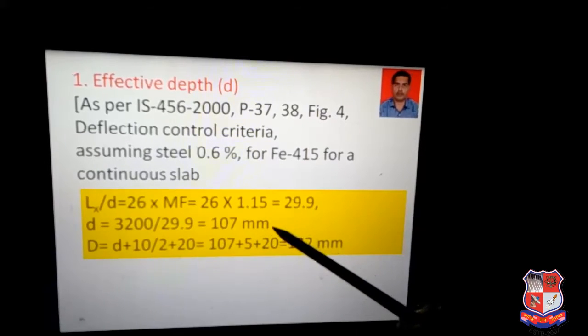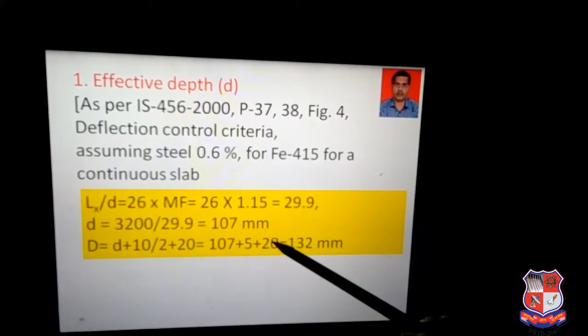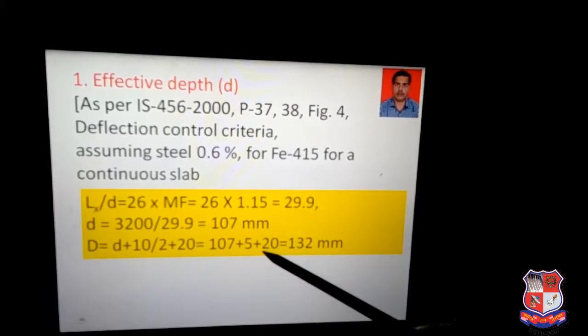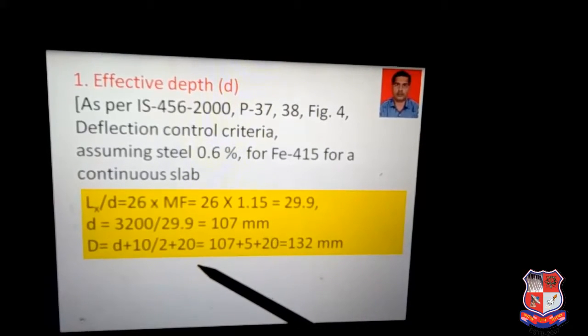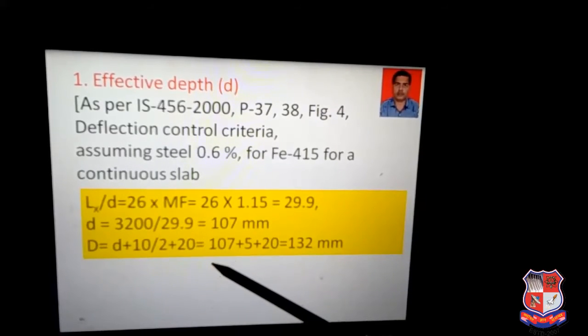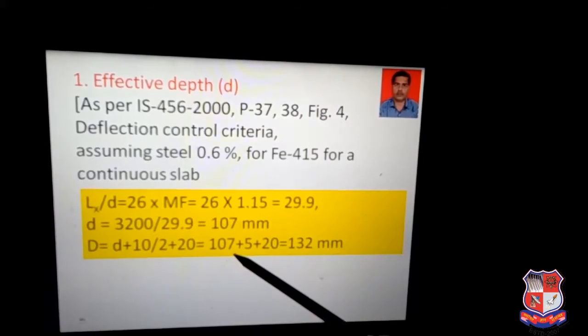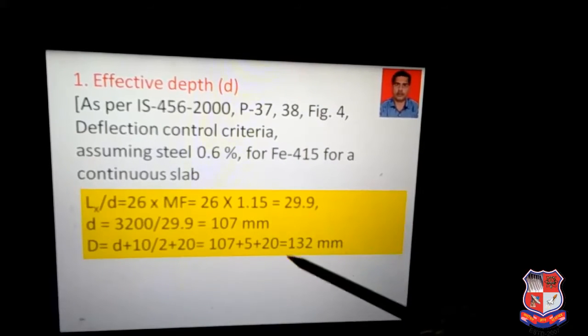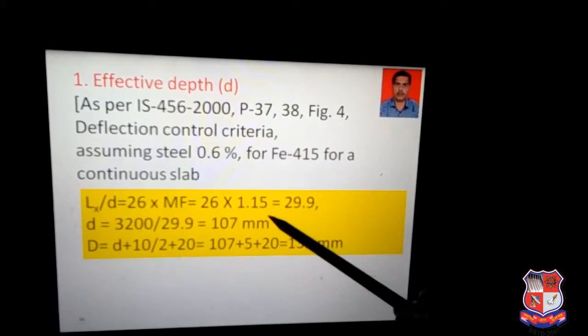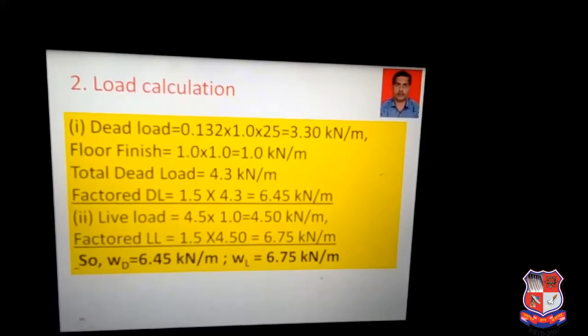So with this small d value we have to calculate the total depth, that is the overall depth of the slab, capital D, that is small d, plus the bar diameter assumed divided by 2, plus the clear cover below the main steel bar at the bottom of the slab, 20. That is 107 plus 5 plus 20, which becomes 132. So we have the overall depth, that is 132 millimeter, and the effective depth, that is 107 millimeter. With this, the next step is to have a load calculation.